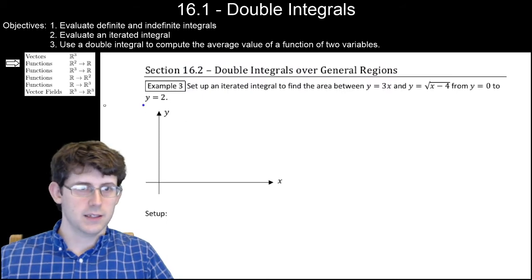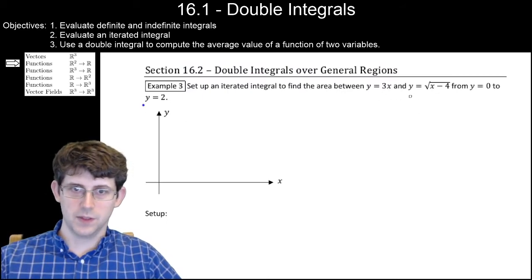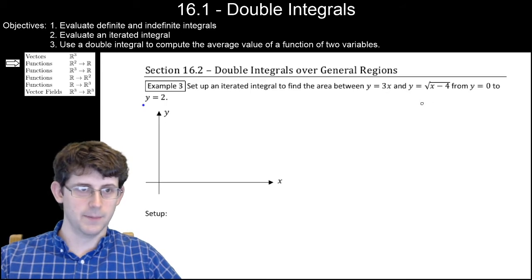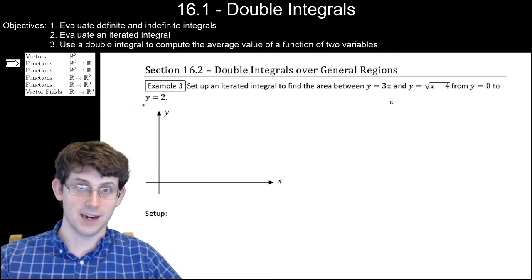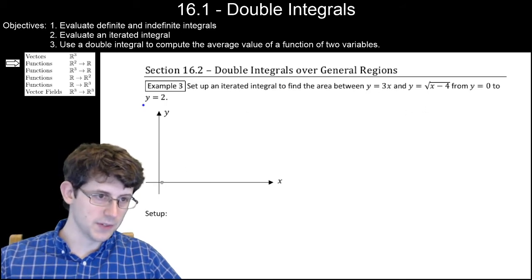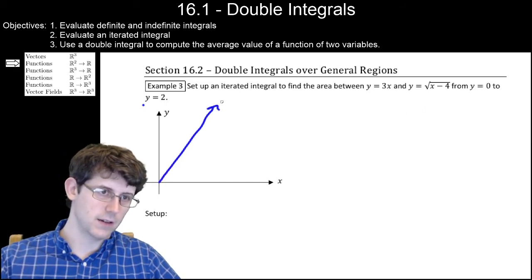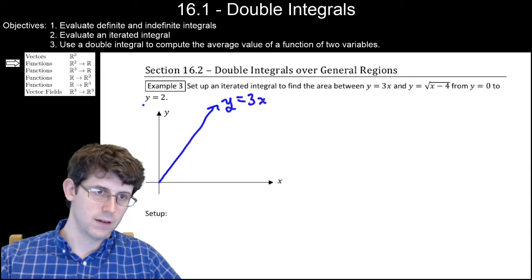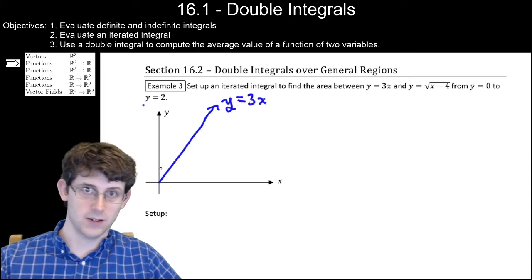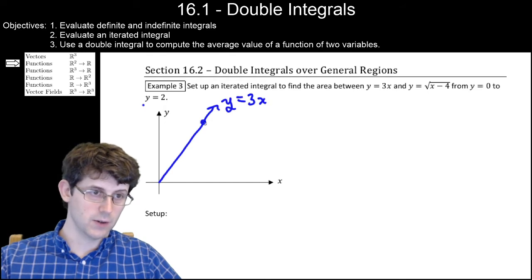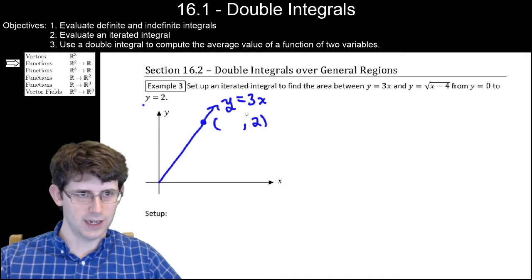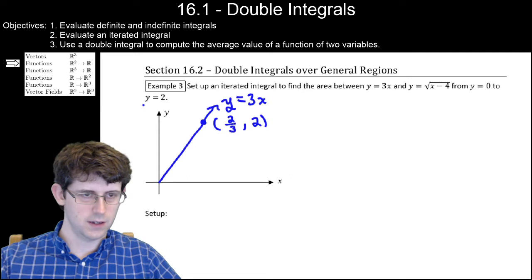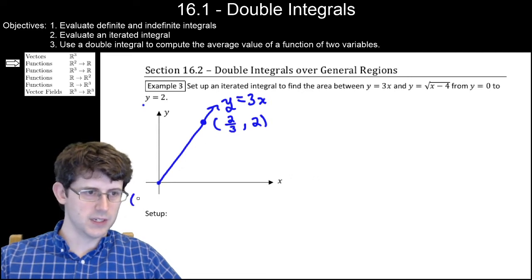Okay, let's try to do this with these weird functions. We'll set up a double integral that finds the area between these graphs. So here's y equals 3x. We're going from y equals 0 to y equals 2. At y equals 2, if y is 2, then x is 2/3. But it does go through the point (0, 0).